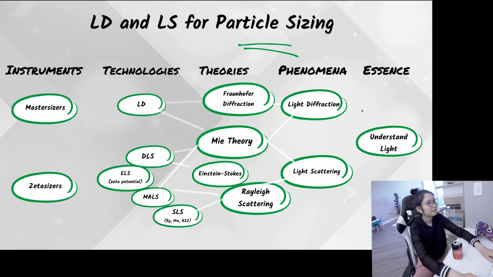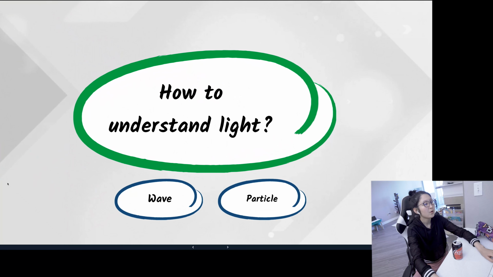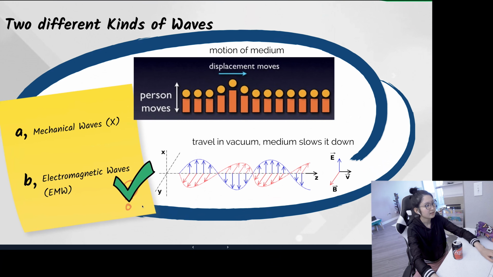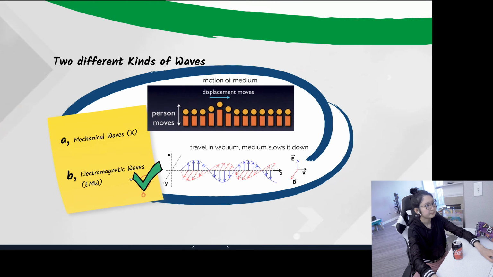Maria again. And yes, in this video, we'll keep talking about light diffraction and light scattering for particle sizing. Just a short revision. In the last video, we talked about the essence behind all this, which is to understand light. For the scope of this presentation, we understand light as an electromagnetic wave, which is really an oscillating electromagnetic field that propagates in the direction of the wave.